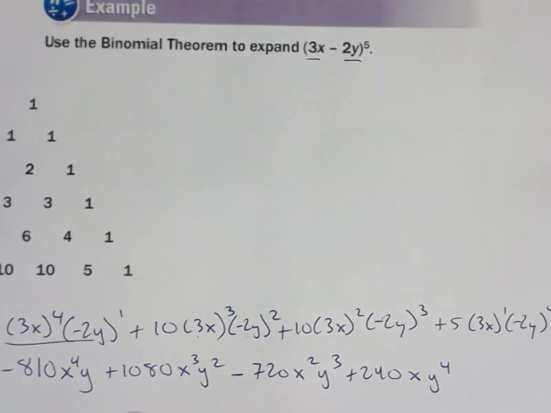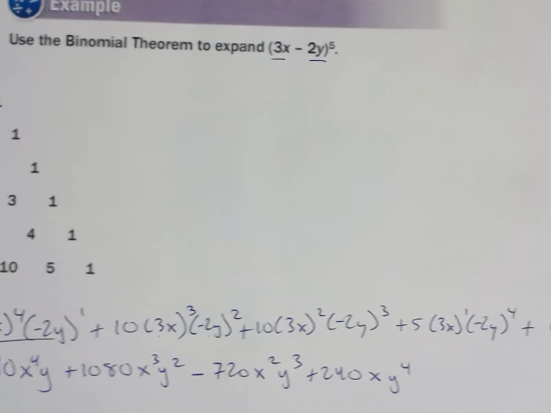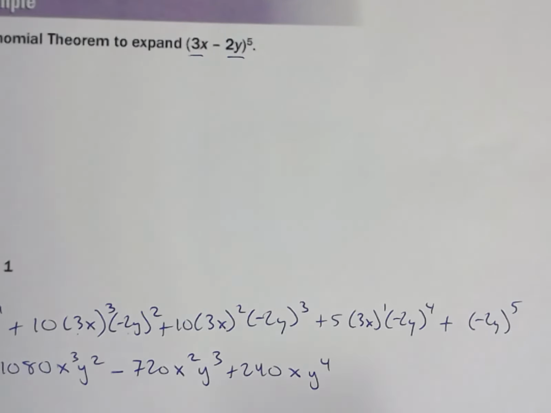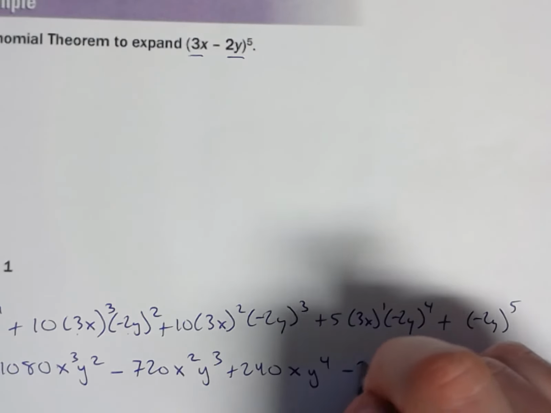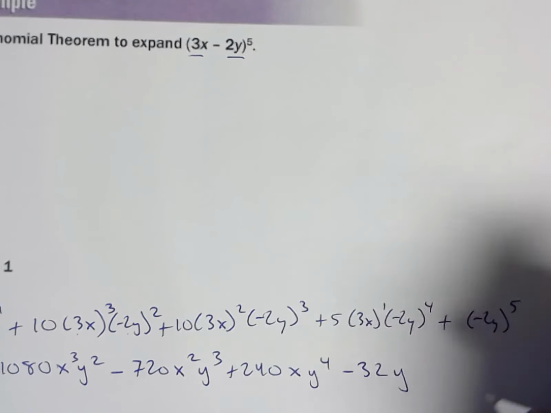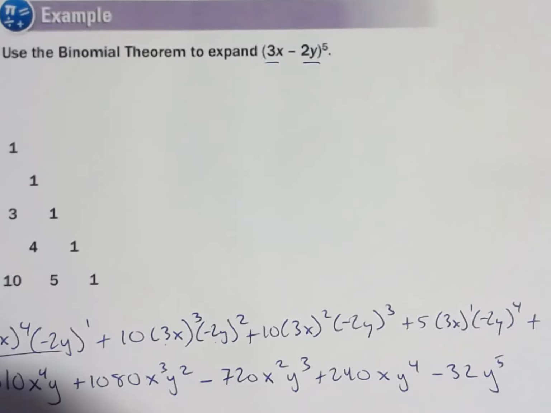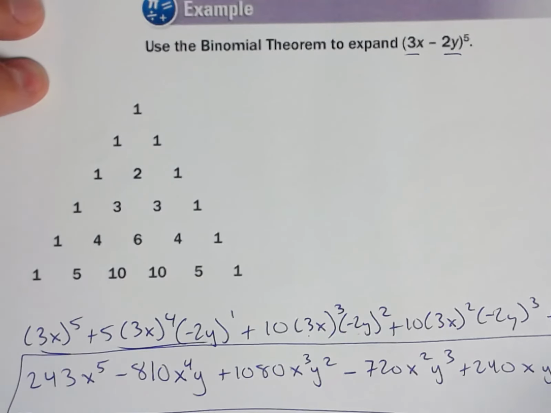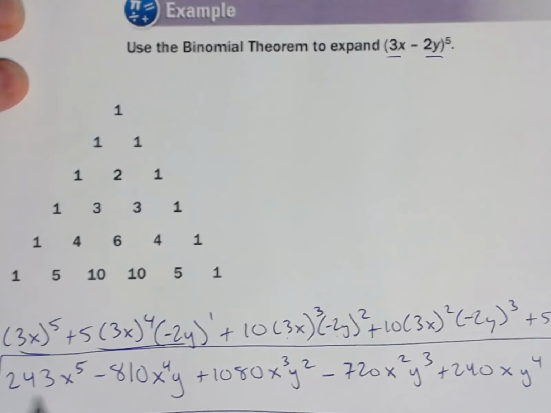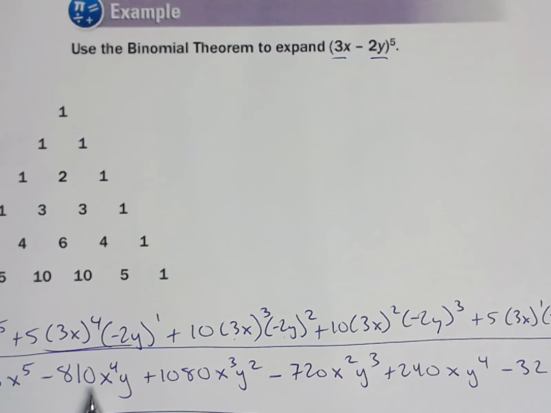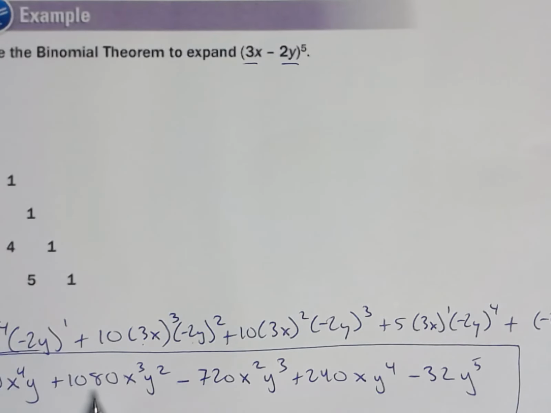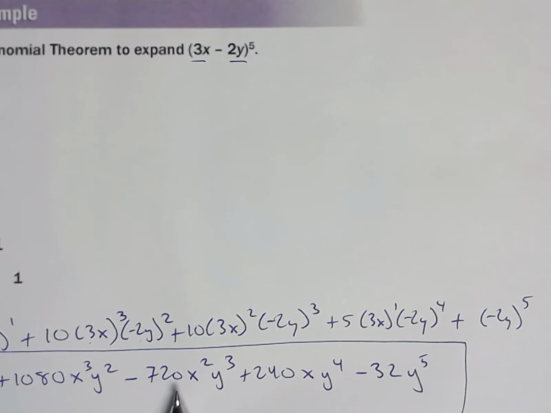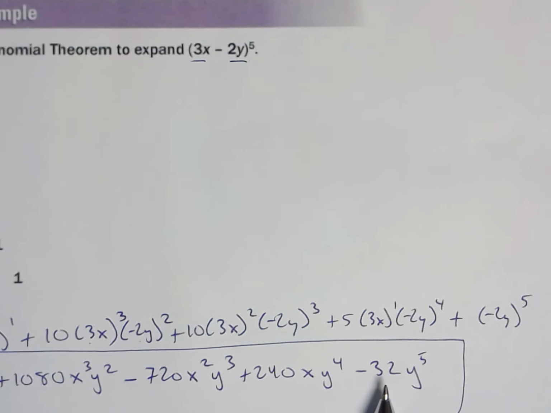And then one last term there, 2 to the fifth. Make it over here just so you can see it. So 2 to the fifth power is 32. So it's going to be minus 32y to the fifth. So big and long here. Let's show the whole thing. So 243x to the fifth minus 810x to the fourth y, plus 1080x cubed y squared minus 720x squared y cubed plus 240x y to the fourth minus 32y to the fifth.